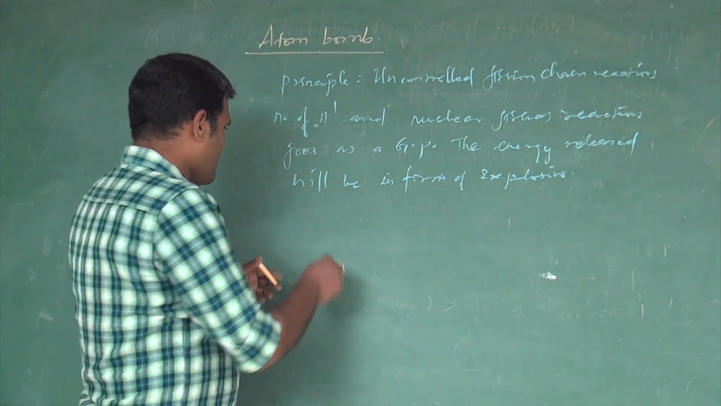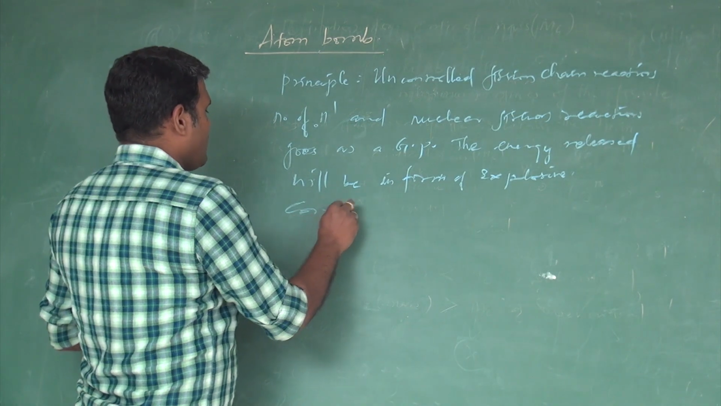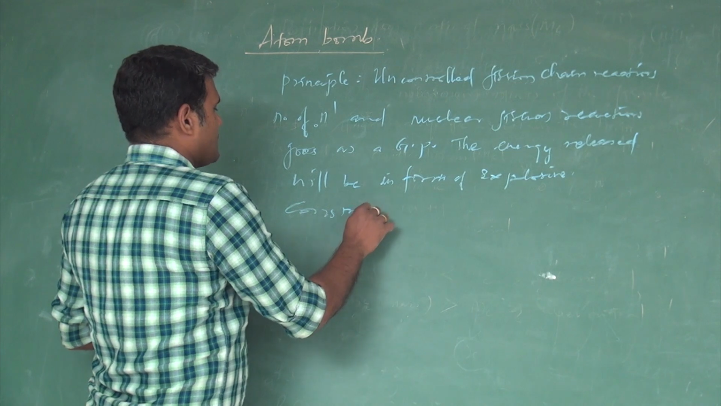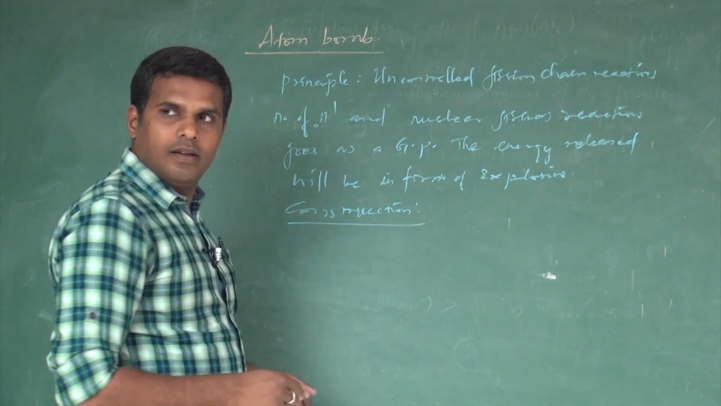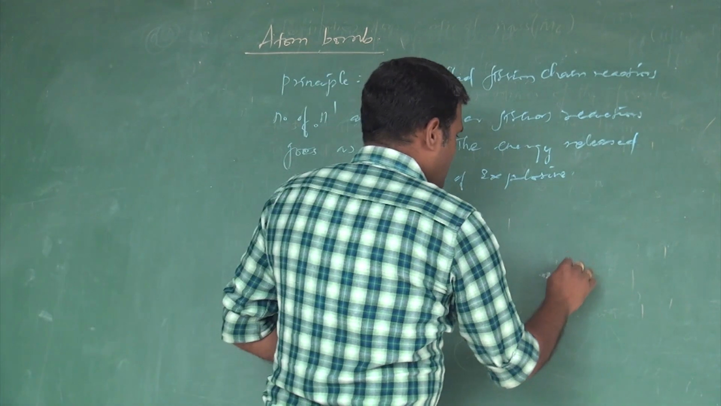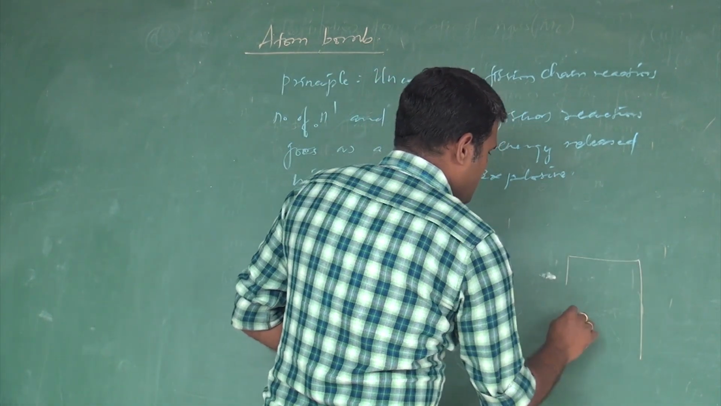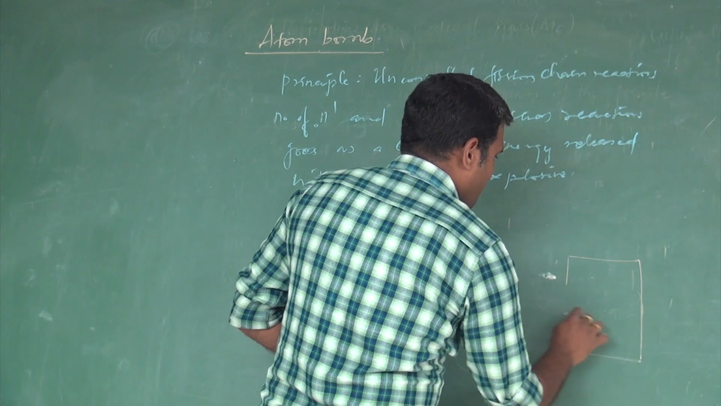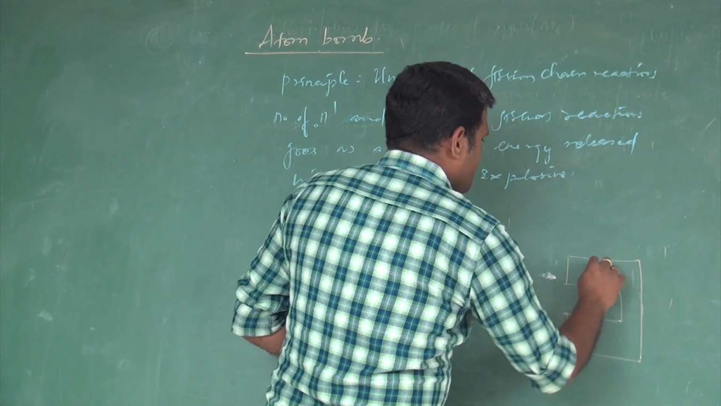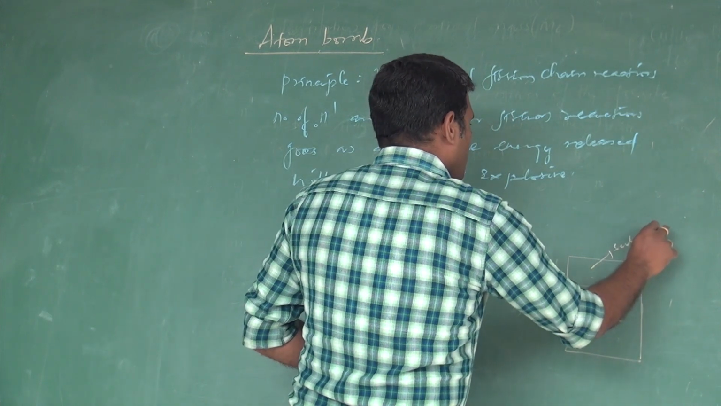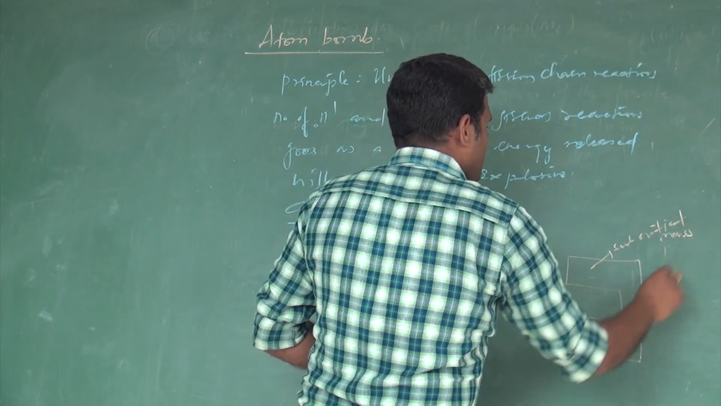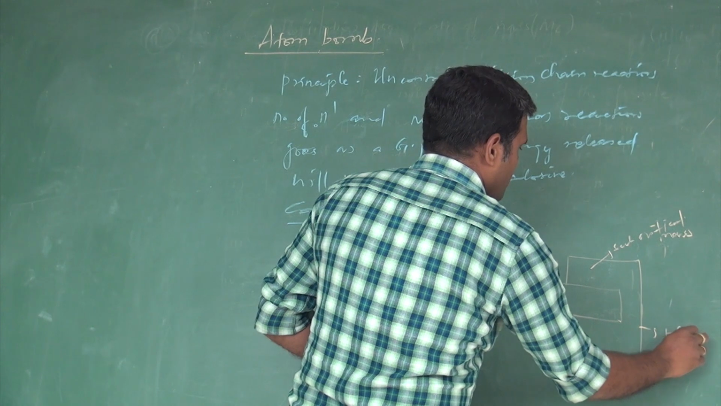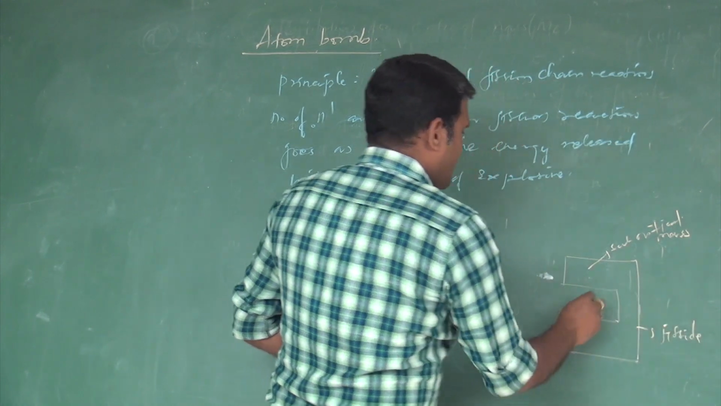We shall speak about the construction and working. Construction of an atom bomb. It consists of a fissionable material or fissile material, which is a subcritical mass. Subcritical mass, this is fissile, and it has a void.